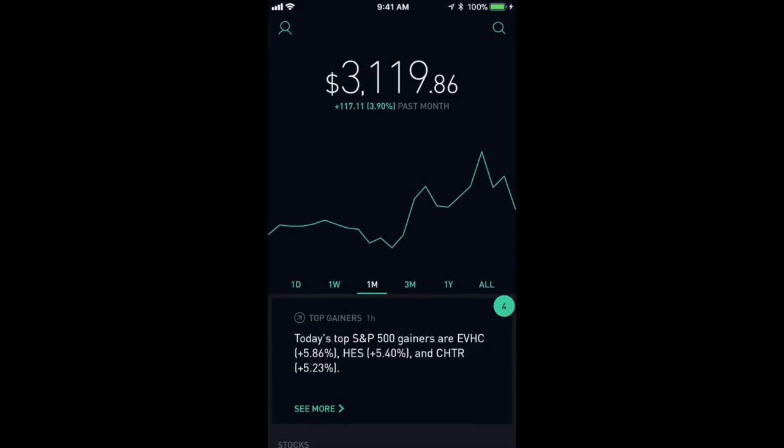Alright traders, now that we have that Robinhood application pulled up, you can actually see that I have my account pulled up as well.